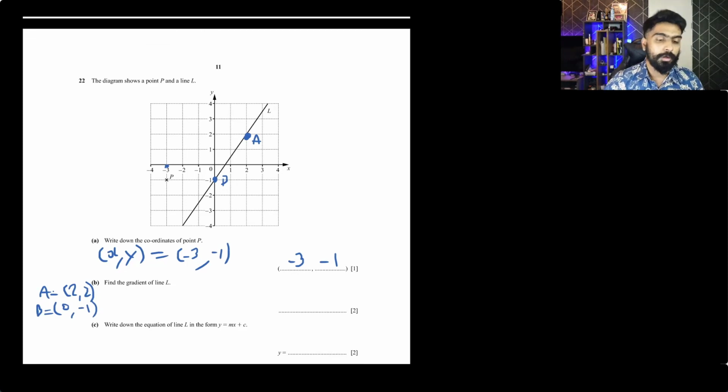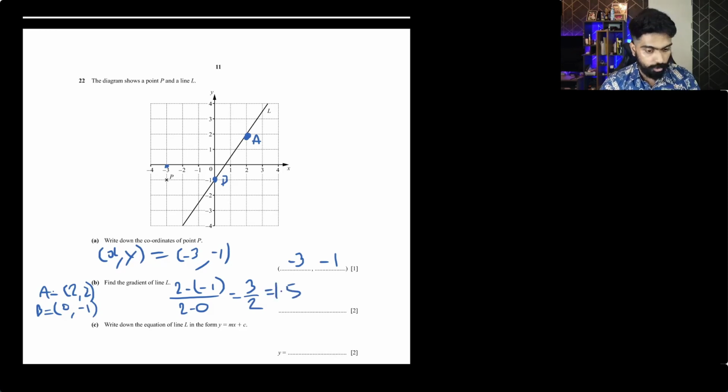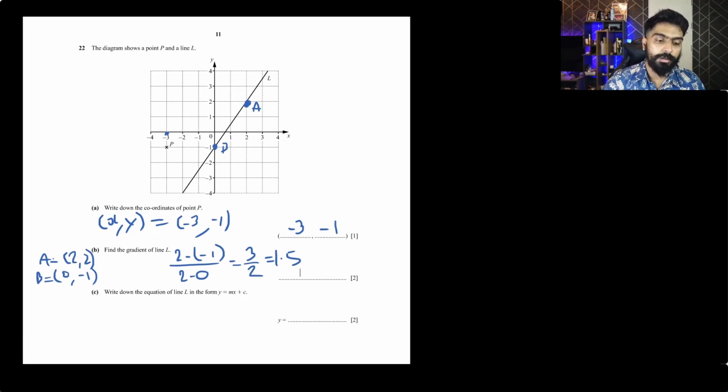So how do we find the gradient, guys? It is the rise over the run, right? The rise is the change in y over the change in x. So what do we have? 2 minus -1 over 2 minus 0, right, guys? Which is equal to 3 over 2, which is equal to 1.5. So the gradient is 1.5.